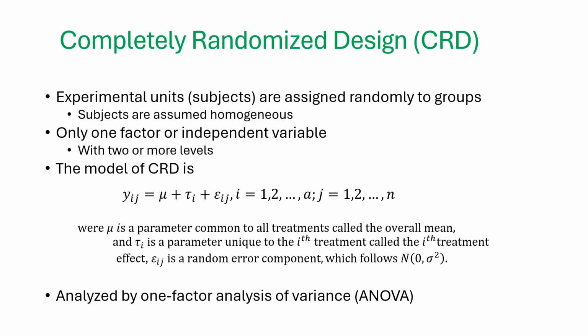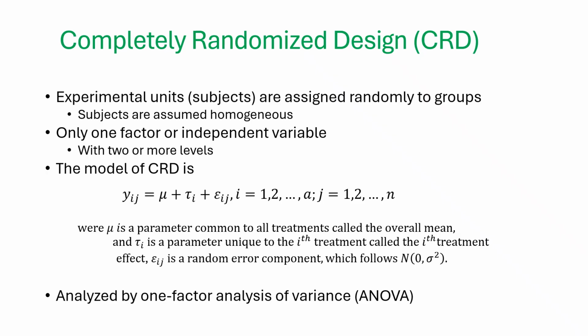Let us now start with a simple experiment. How the previous context can be explained through a one-way analysis of design. In a completely randomized design, the name itself suggests that randomization is done nicely. Experimental units are assigned randomly to groups, assuming subjects are homogeneous. Only one factor or independent variable is considered here.